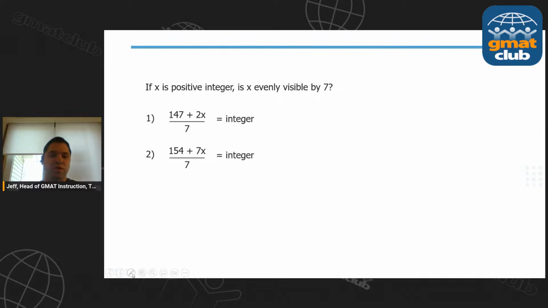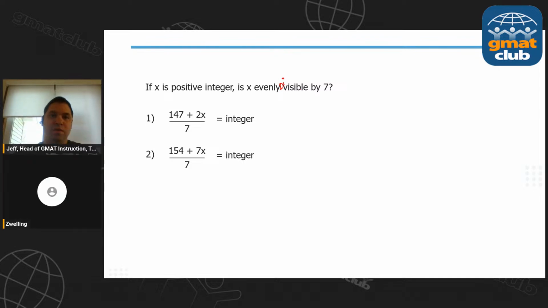And of course, the answer choices, and I'm just going to fix this right here. Just notice this is evenly divisible by 7. The answer choices are, of course, that A is statement 1 alone is sufficient. B is statement 2 alone is sufficient. C is that both statements together are sufficient. D is that either statement is sufficient. And E is that neither are.